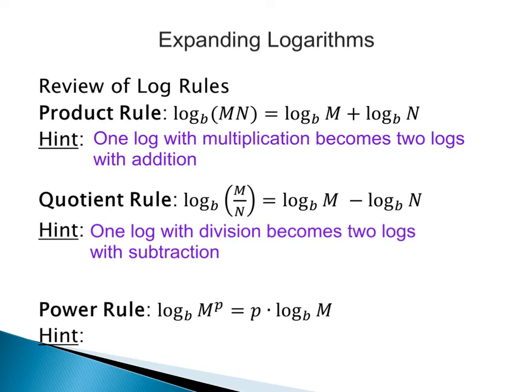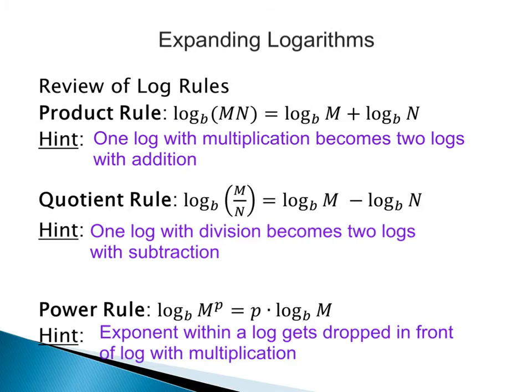Finally, our power rule: if we have log base b of m raised to the p, we can rewrite this as p times log base b of m. I like to think of this as: if we have an exponent within a log, the power rule drops that exponent down in front with multiplication. We have no sum rule and no difference rule. If there's a plus or a minus inside of the log, it just stays there. We don't separate it at all. So there's only the product rule, the quotient rule, and the power rule. No other rules, so don't try to do more work.